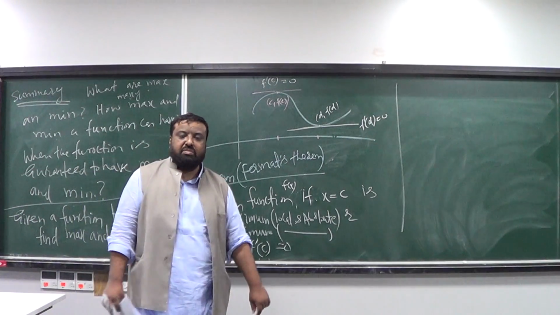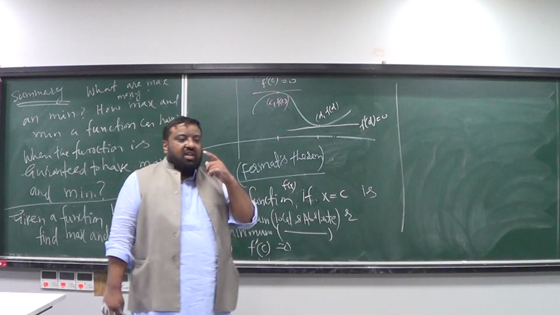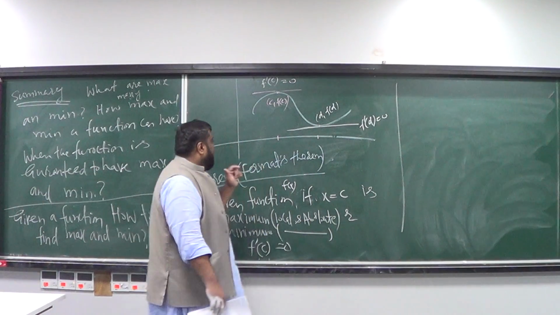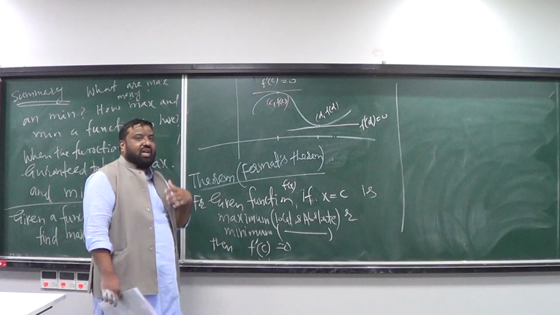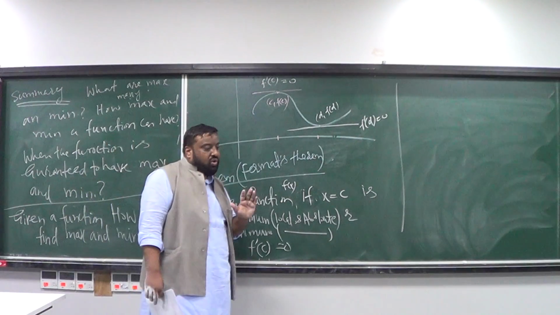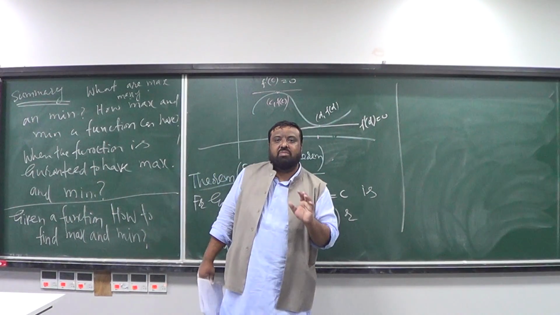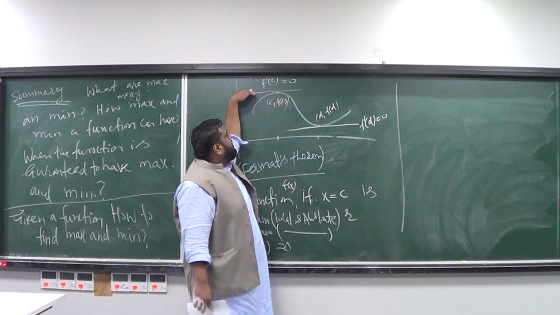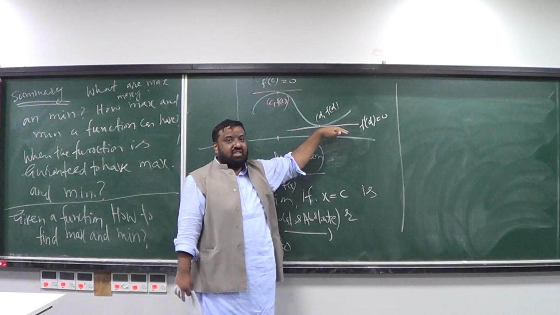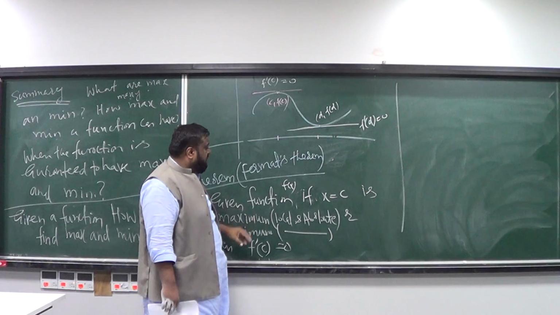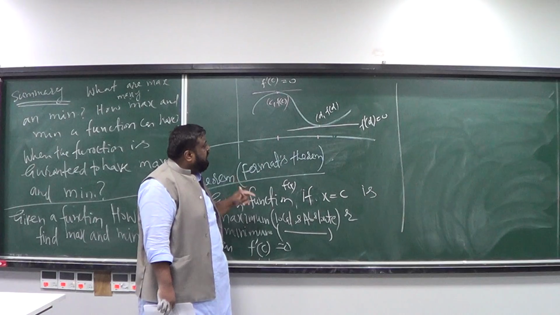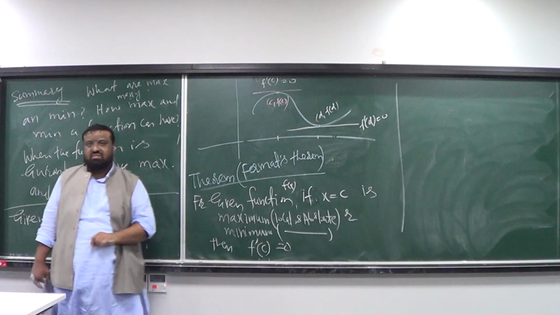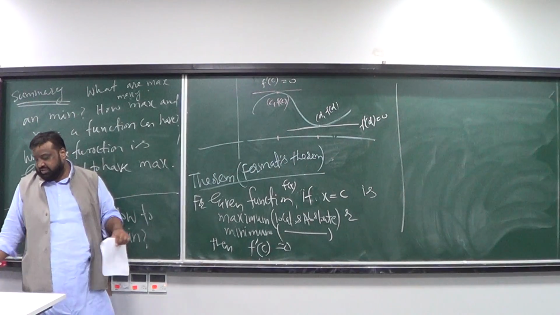So what does Fermat's theorem say? If you know already that your point is a maximum or minimum, then at those points the slope of the tangent line, in other words the derivative of the function at point c, maximum or minimum, must be 0. It must be 0.